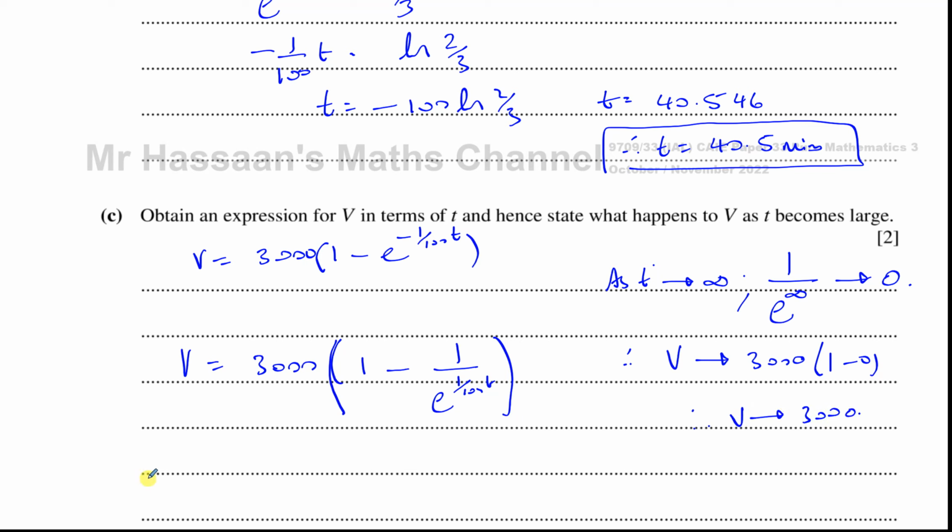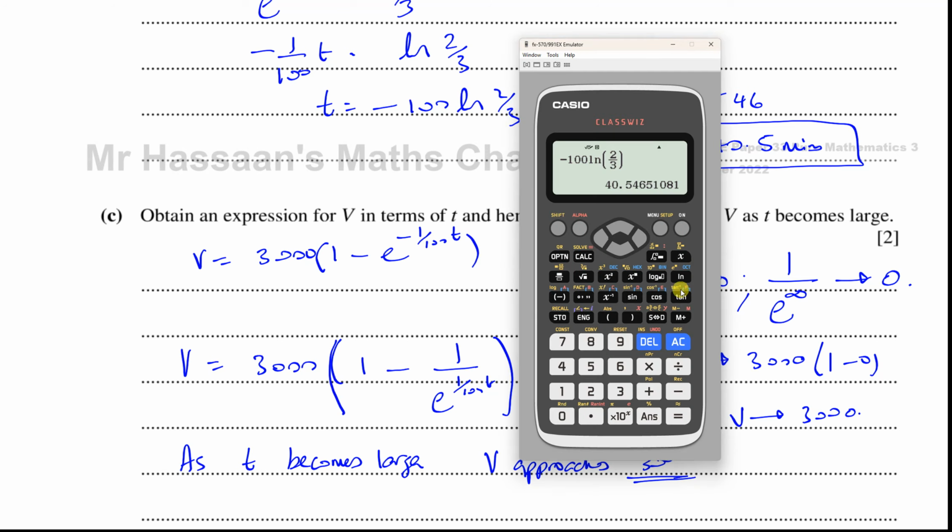So we can say as t becomes very large, v approaches 3000. Okay, now what we can do here is we can also do a little check by using our calculator.